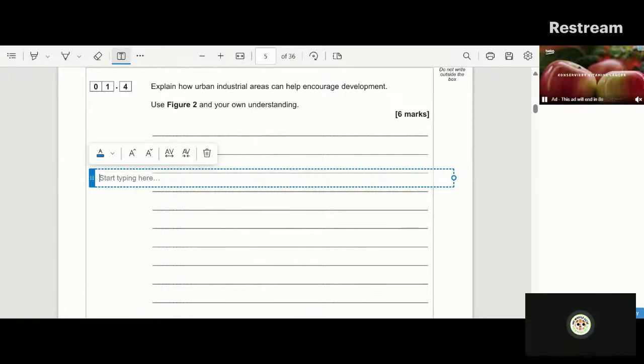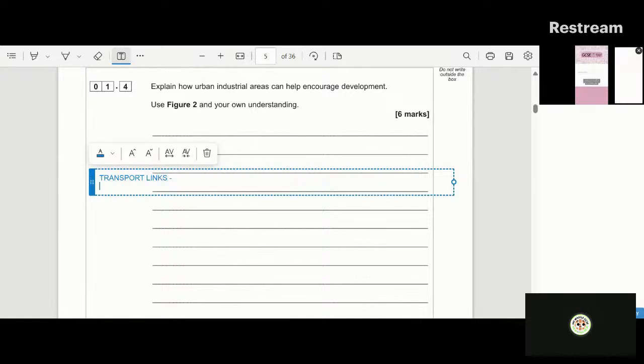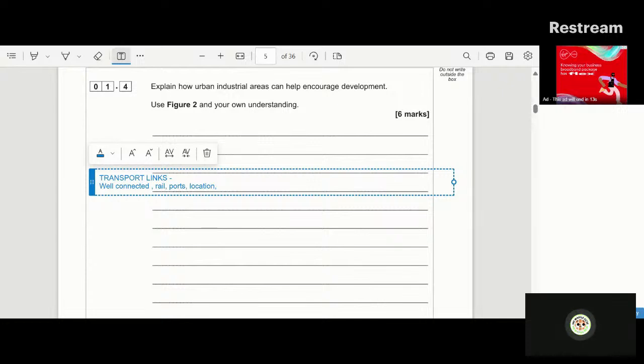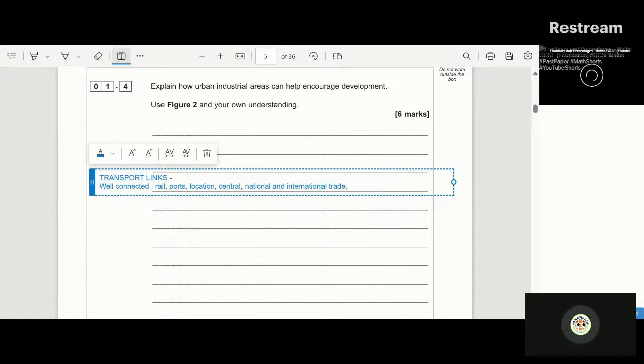Now, urban industrialized areas, how does that encourage development? Firstly, you can talk about transport links. They're going to be really well connected. You can give some examples, whether it's rail or ports, especially in Mumbai. Urban industrial areas are going to be well located, a very central location, so that they can access those different parts and also encourage both national and international trade. And then if you really want to spell it out to the examiner, you can say, therefore, by encouraging national and international trade, it's encouraging more expenditure, more economic benefits.